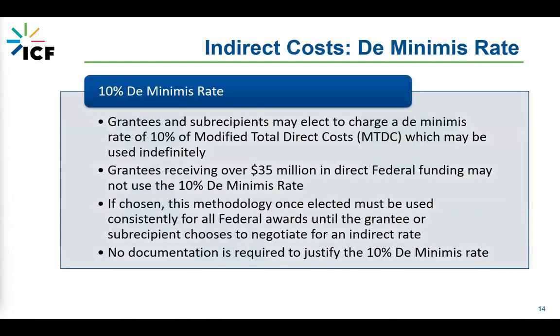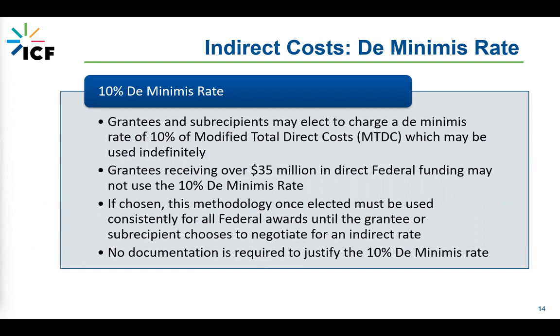So first we'll look at the de minimis rate. Grantees and their subrecipients may elect to charge a de minimis rate of 10% of what is called modified total direct costs, or MTDCs, which may be used indefinitely. And we'll talk more about MTDCs in just a moment. Grantees receiving over 35 million in direct federal funding may not use the 10% de minimis rate. So that's one criterion that would disallow a grantee or a subrecipient from being able to use this method.